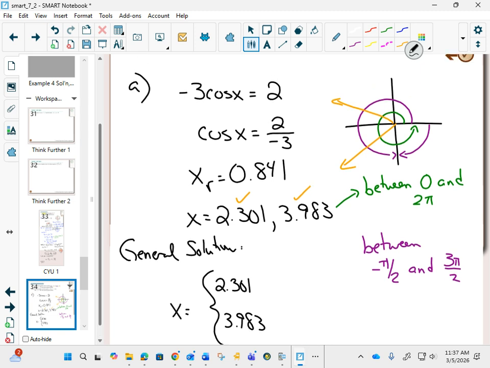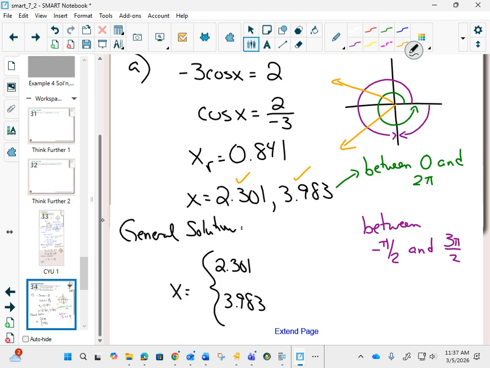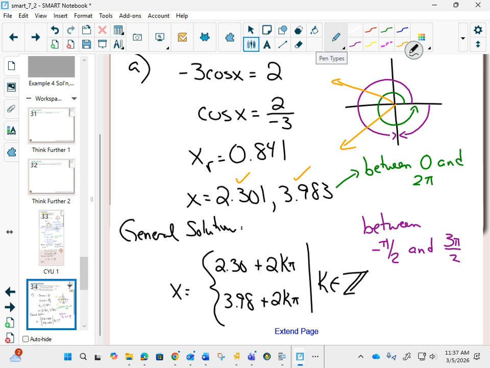Did it ask to the nearest 1,000? To the nearest 100, so I'm doing too many decimal places. On the exam, if you do too many decimal places, they actually don't deduct. Too few, you lose an E6 error. But if I rounded this to the nearest hundredth, because now I read the question and I should follow the instructions. There we go. 2.30 and 3.98 plus 2k pi where k is an integer.